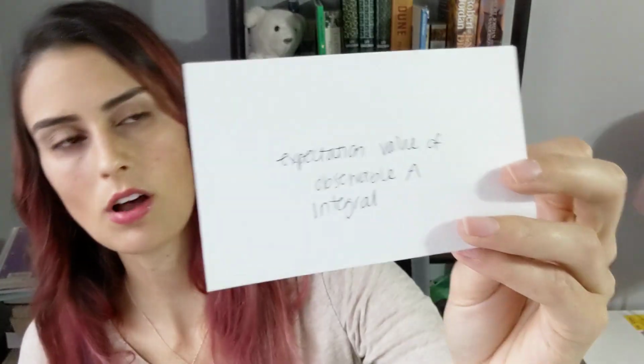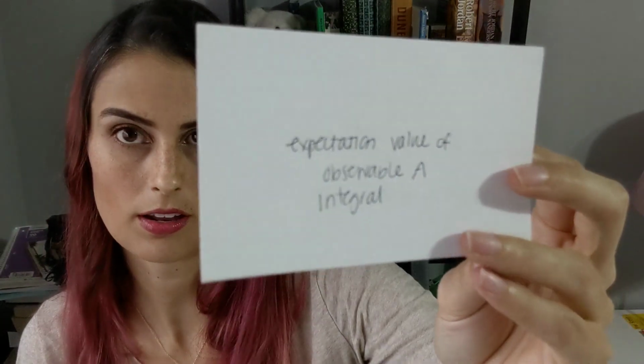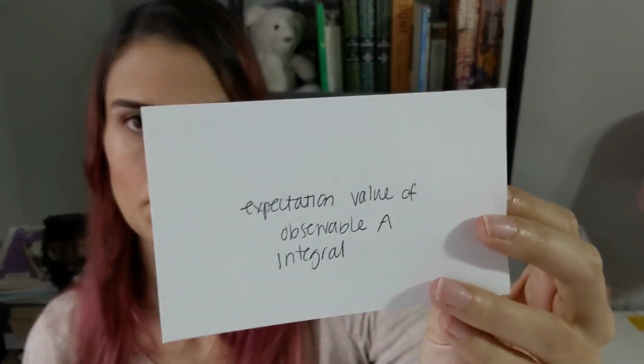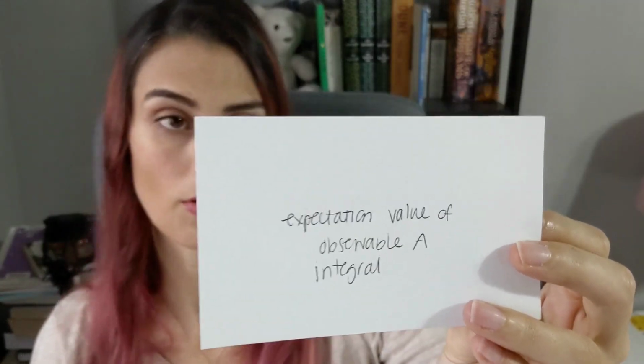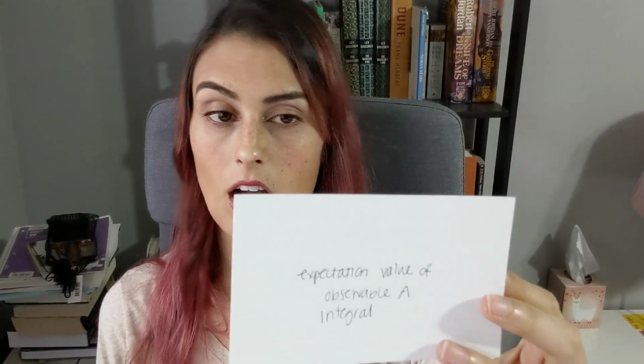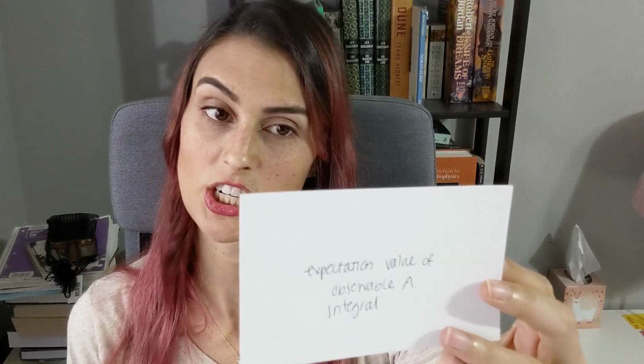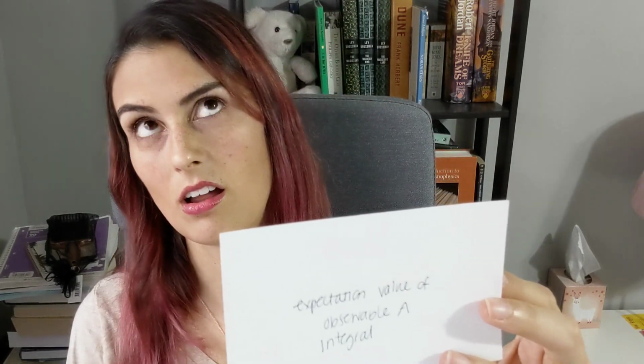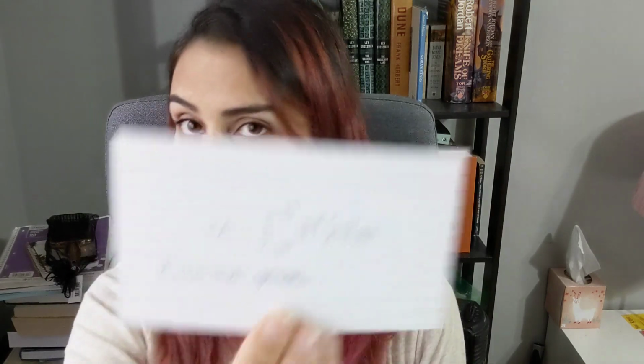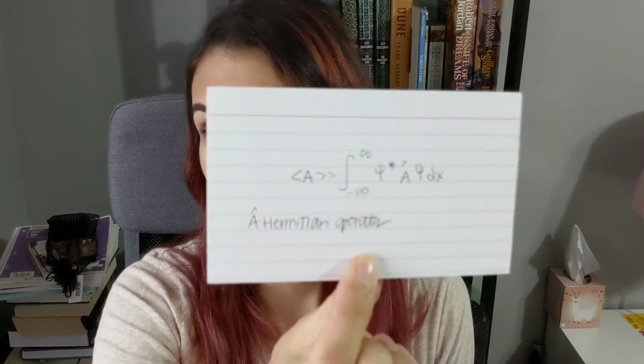Okay. The expectation value of an observable A in integral form. So the expectation value of A is equal to the integral from negative infinity to infinity of the complex conjugate of the wave function times A hat on the wave function dx, as long as A hat is a Hermitian operator.